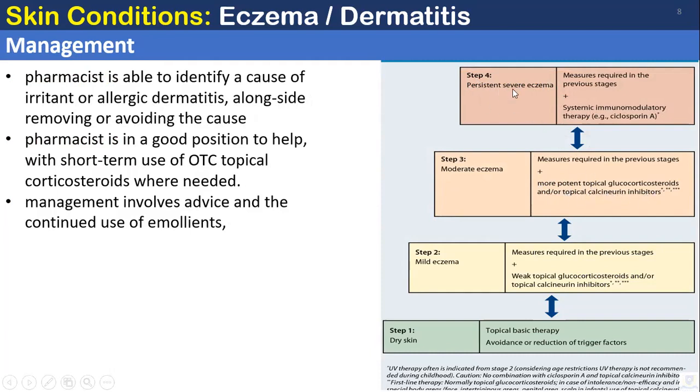In the severe persistent eczema, all cases should be referred. In addition to topical therapy, which is moderate or potent corticosteroid and topical calcineurin, we add a systemic immunomodulator therapy like cyclosporine. Okay, and another agent to control the severe eczema. Sometimes other medication, maybe UV therapy or phototherapy, may be indicated in stage 2 and mild eczema. Okay, but by the recommendation of the physician.